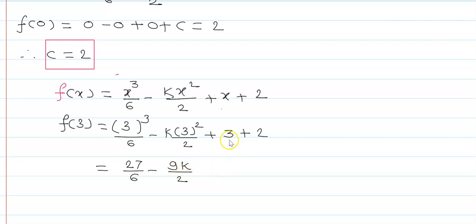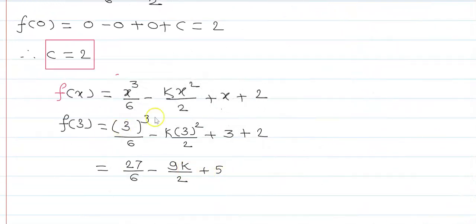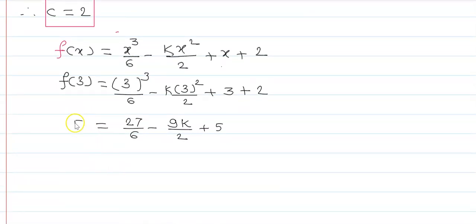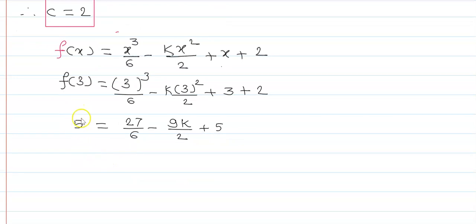upon 2 plus 3 plus 2, it's 5. But what is f of 3? The value of f of 3 is 5. f of 3 is 5. Now on both sides, this 5 gets cancelled, and hence 9k upon 2 is equal to 27 upon 6. Now simplify this.